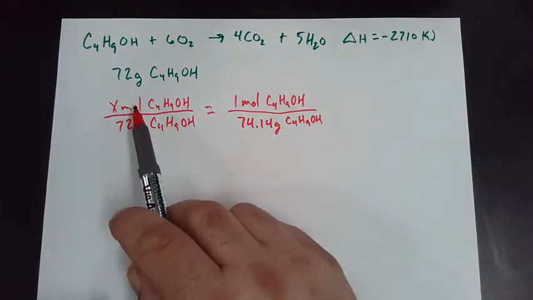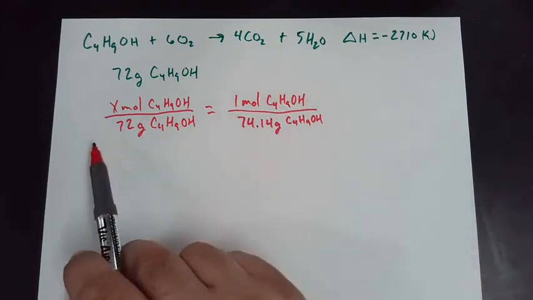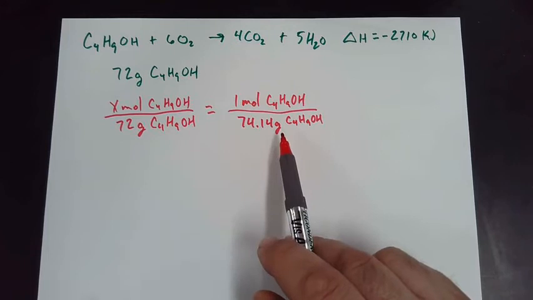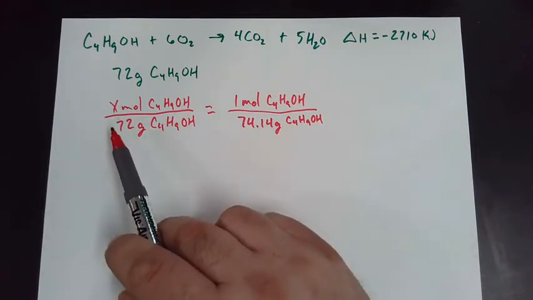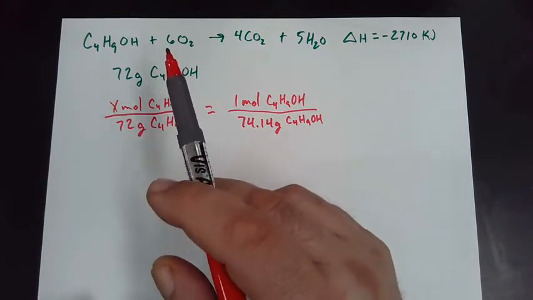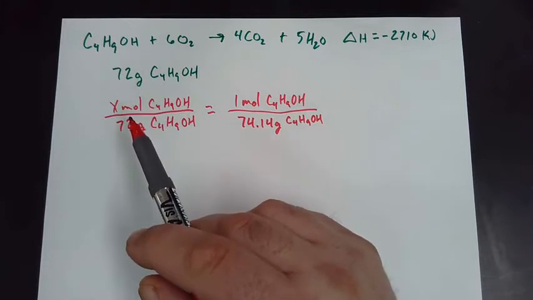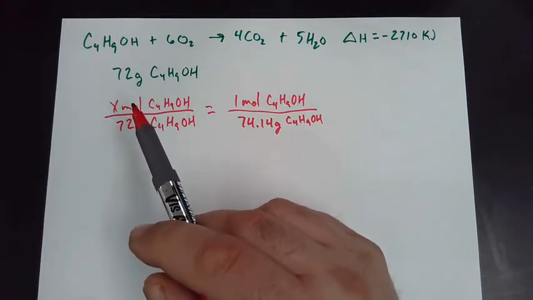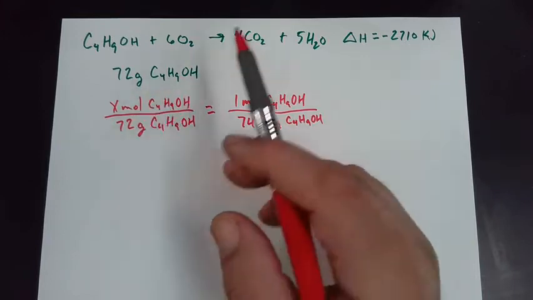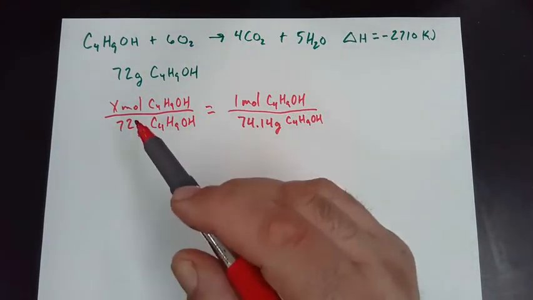I thought we put the molar mass on top. No, because moles are on top here. Grams are on the bottom. Molar mass is in grams, so grams has to go on the bottom. So we took the 4 carbons, which equals 48.04, plus 10 hydrogens, which equals 10.10, plus 1 oxygen, which is 16.00. Add those up, and that's how you get it.